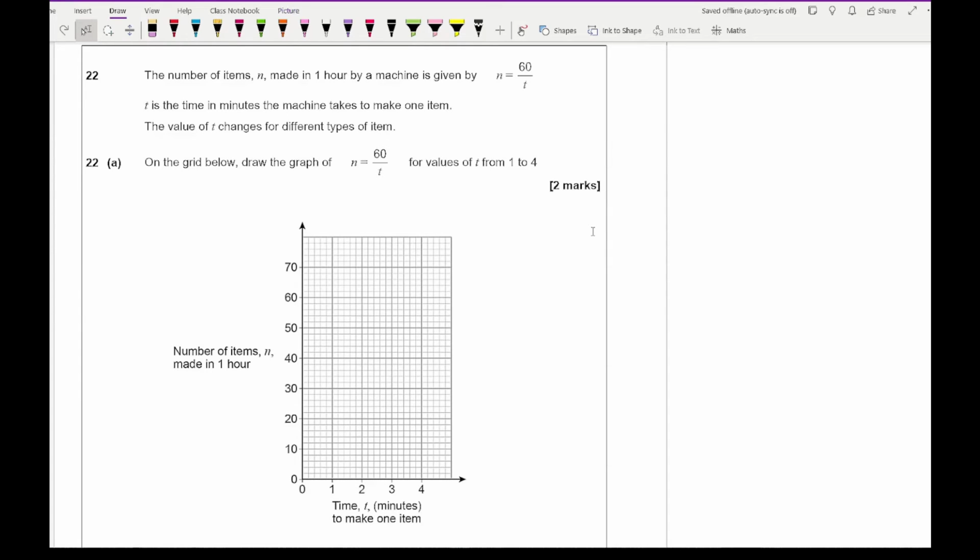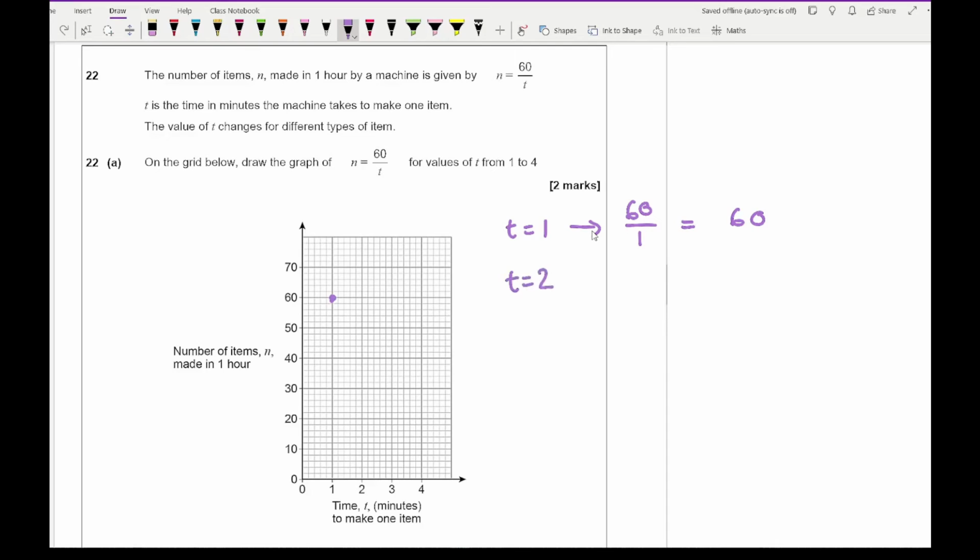The value of t changes for different types of item. For 22a, it says on the grid below, draw the graph of n equals 60 over t for the values of t from 1 to 40. So for this, what we need to do is write when t equals 1, we end up with 60 over 1, which is 60. So one coordinate is (1, 60), which is there.